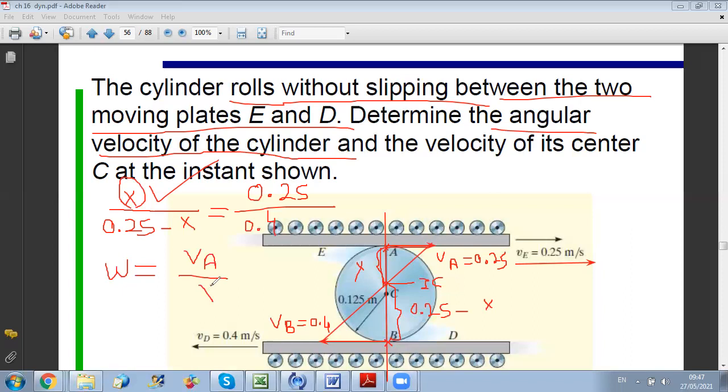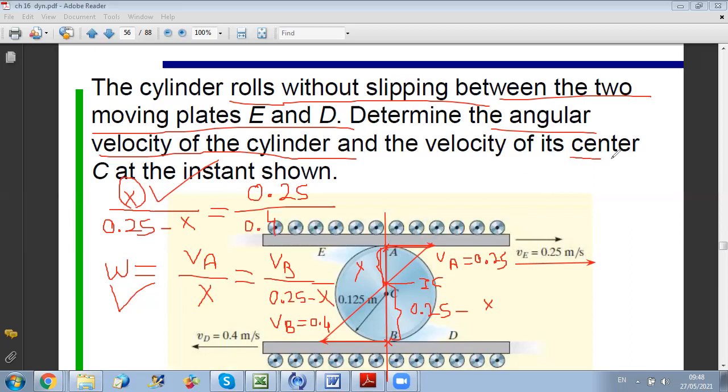So I can write omega as VA over X, or I can get it from B, because I also have VB. So it's equal to VB over 0.25 minus X. Both will give me the same result. Now once I have omega, once omega is calculated, I can calculate the velocity at any point on my wheel. How? I just need to determine the distance between the point and the IC.